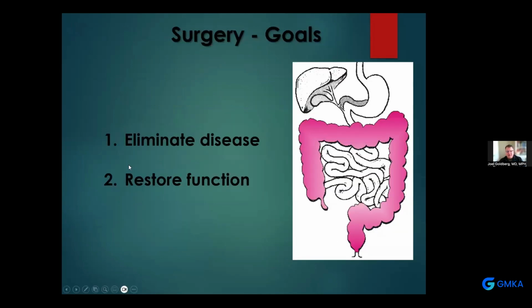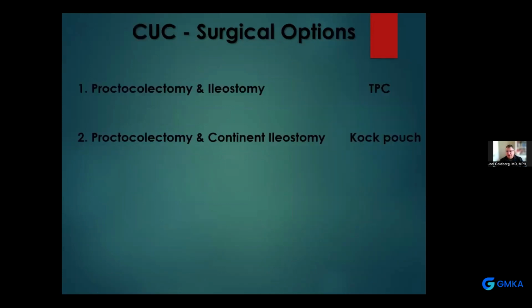So the goal is to eliminate the disease and restore function. So you would just take out the entire colon and restore GI continuity by creating a new rectum. The first operation, which is the best from a cancer standpoint and a symptom control standpoint, is proctocolectomy with an ileostomy. That removes the entire colon, rectum, and anus. There's no chance of cancer. There's no chance of complications from the pouch, pouchitis, development of perianal disease, or anything along those lines.